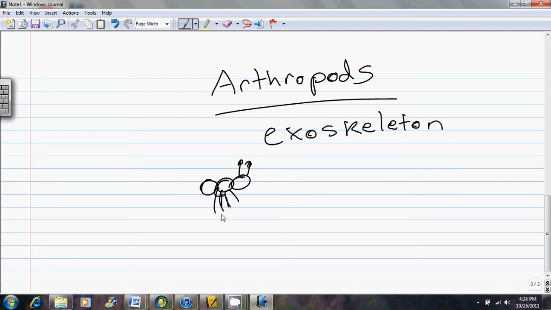And we have a skeleton inside of us. We don't have an exoskeleton, but pretty much what it is, they have a soft inside and a very hard-shelled outside. And we'll talk about some of the advantages and disadvantages of that tomorrow, and you can read about that a little bit in your book.